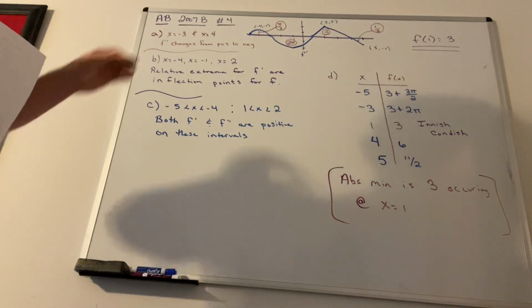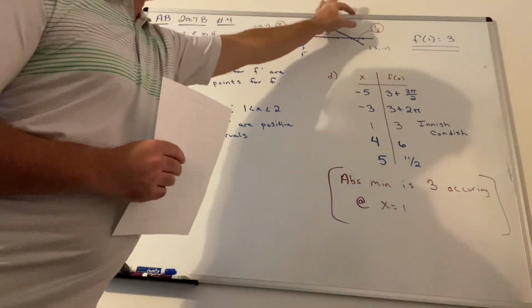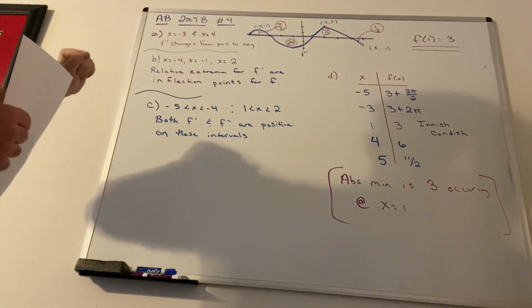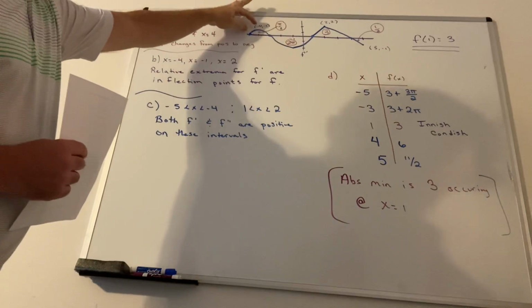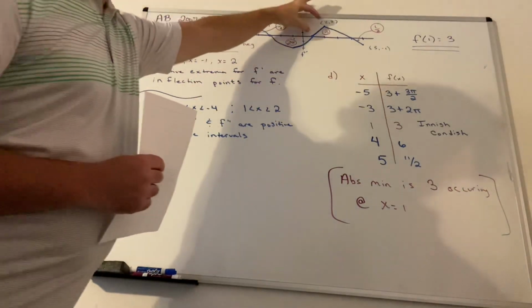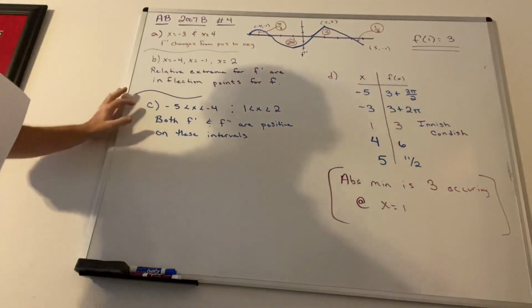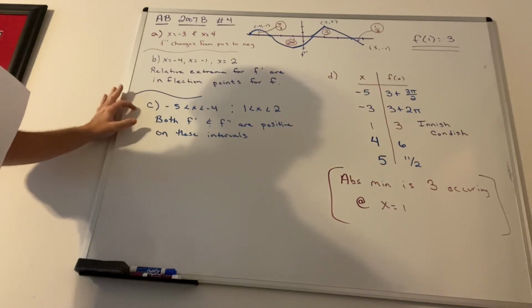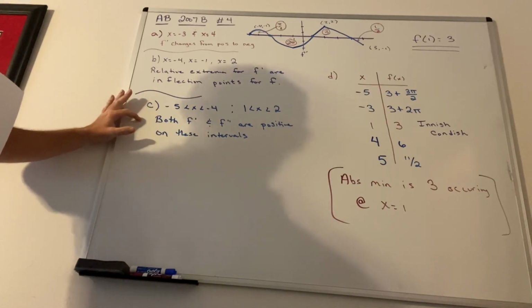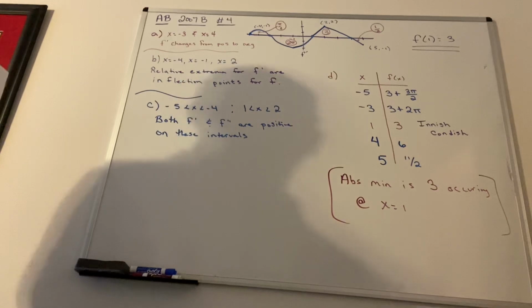So I'm looking to see where in the region I'm allowed to look at we have positive slope. And that's happening right there. And it's happening again right there. So my intervals are -5 to -4 and 1 to 2. And that's just simply both f prime and f double prime are positive on those intervals.